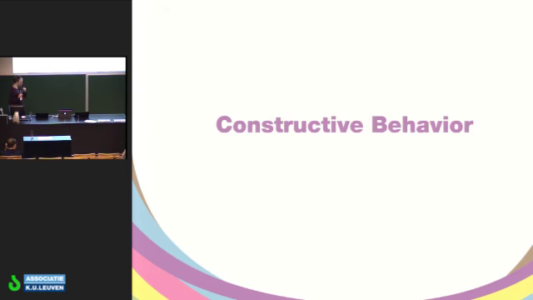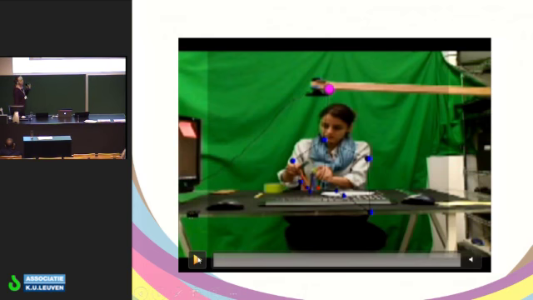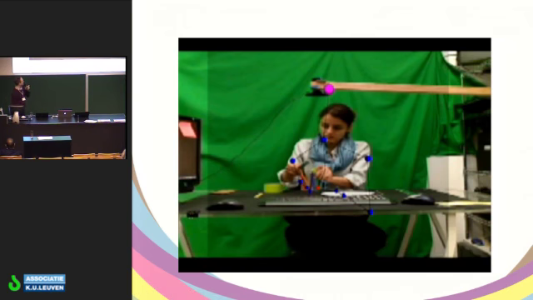So one example is what we call constructive behavior. Here we put a subject in our lab, and we collect all kinds of data, but in this case we are collecting video. They're building some kind of structure. In this case, they have to build a sort of tower using different household materials like sticks and tape and things like that. And we're also capturing their gesture using a gesture sensor, as you can see.